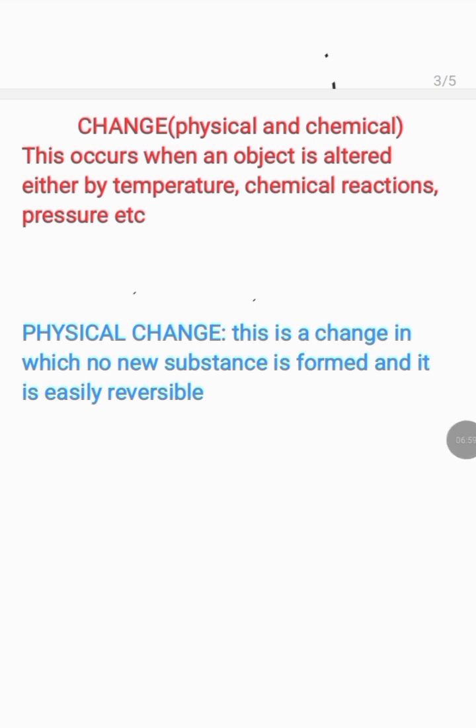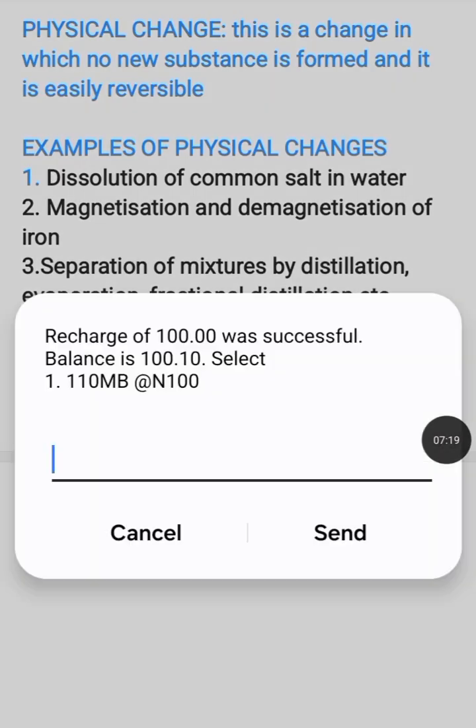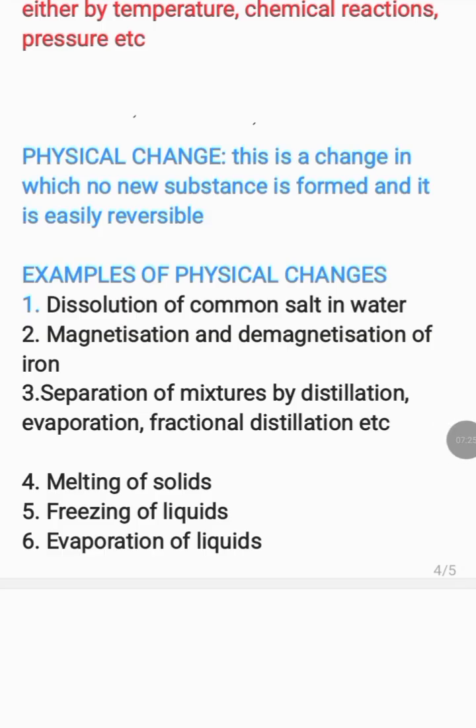A physical change is a change in which no new substance is formed and it is easily reversible. Examples of physical changes are dissolution of common salt, NaCl, in water, magnetization and demagnetization of iron or magnetic elements, separation of mixtures by distillation, evaporation, fractional distillation, and the rest of the separation techniques.